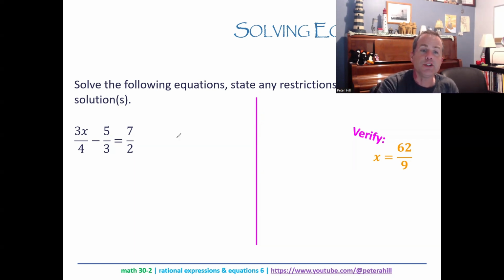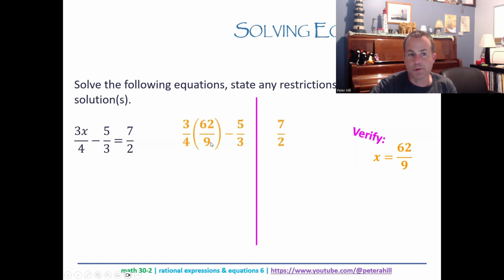So instead, you just work with the left side by itself, work with the right side by itself, and then ensure that they end up being the same thing, okay? So I'm going to plug in 62 over 9 for x.